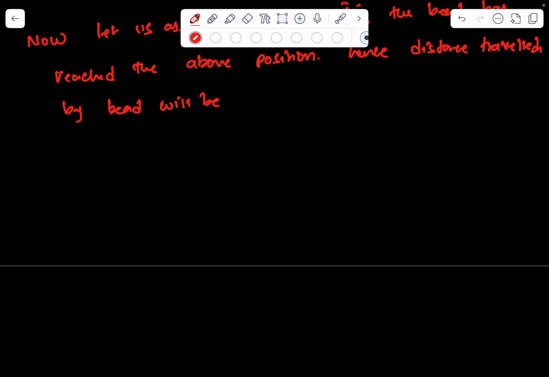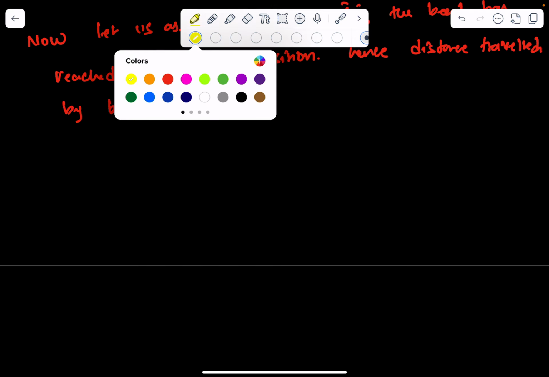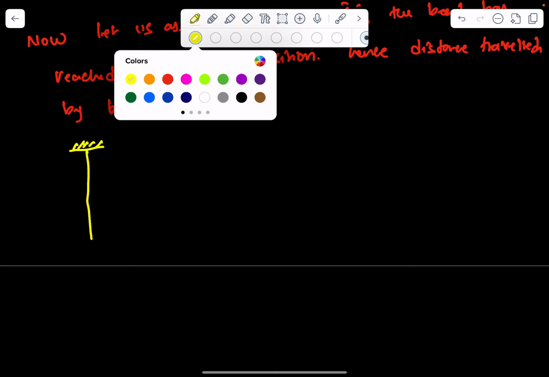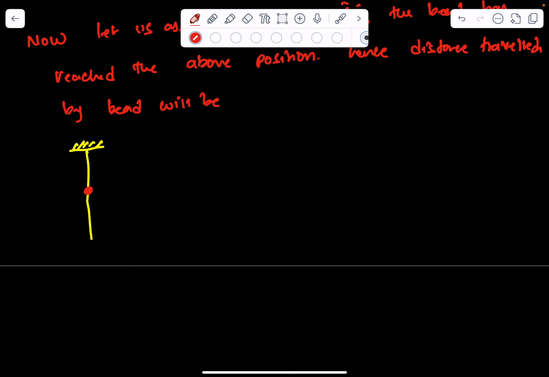So, suppose for example, let us say we are having the bead, whatever it is there, which is sliding on the elastic cord. It has reached this position after a time t. Therefore, this is the total distance traveled by the bead during that time t, which we can say is d equal to vt, since it is sliding down with a constant speed.